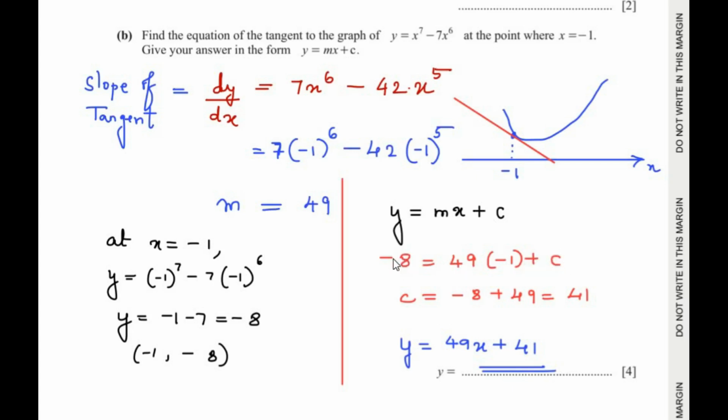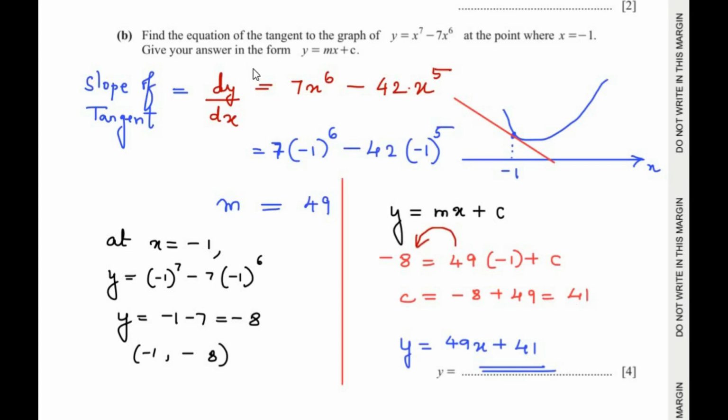So negative 8 stays the same. Now 49 times negative 1 gives us negative 49. So when we are taking it on the left hand side, it becomes positive 49. So we have got c is equal to negative 8 plus 49. This will give us the value of c as 41.